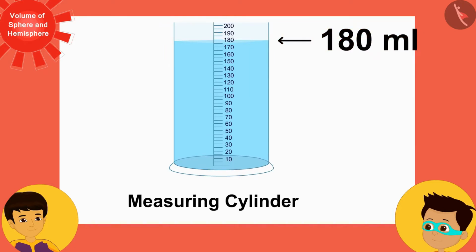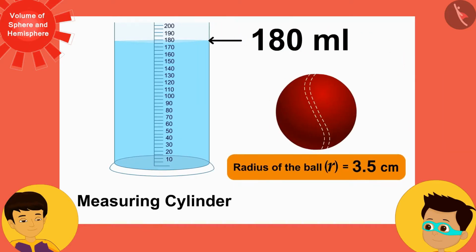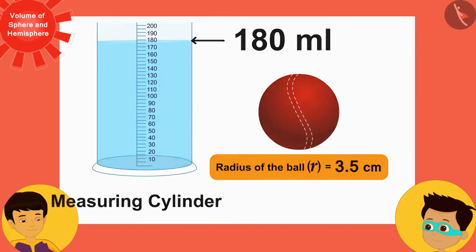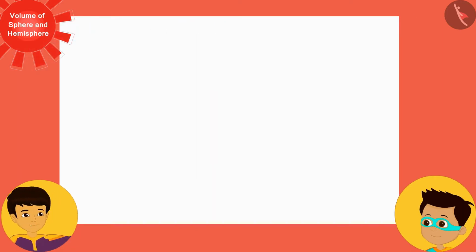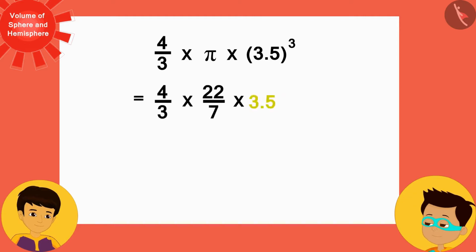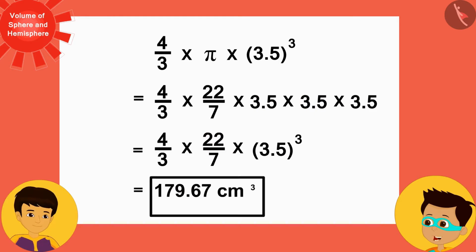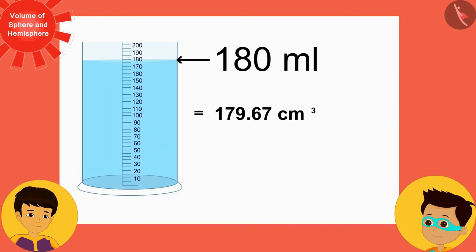180 milliliters. Alright. Now look, Thomas. The radius of the ball is 3.5 centimeters. Can you find the value of 4 by 3 product of pi and the cube of the radius of the ball? Absolutely. See how I solve it quickly. This is equal to 179.67. That is approximately 180 milliliters.